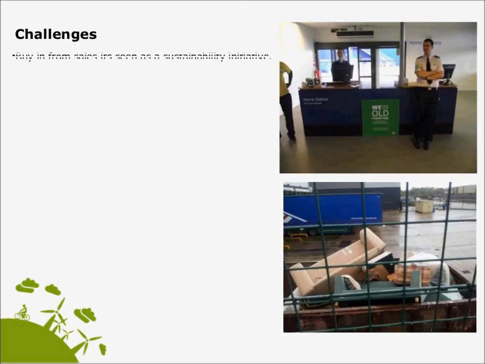Challenges? Well, it was buy-in from sales. It's seen as a sustainability initiative rather than a sales initiative. We see it as a sales campaign because it adds value. It gives the customer something that they need, but it has sustainability benefits.